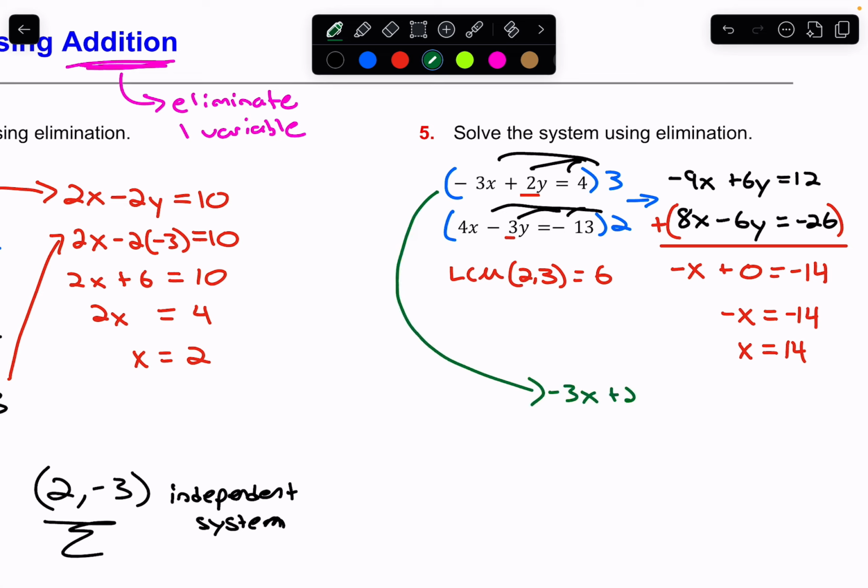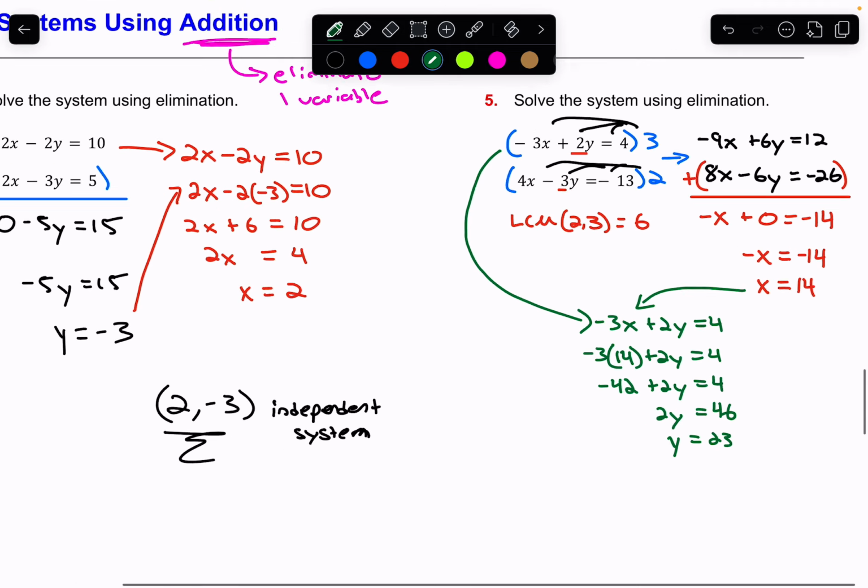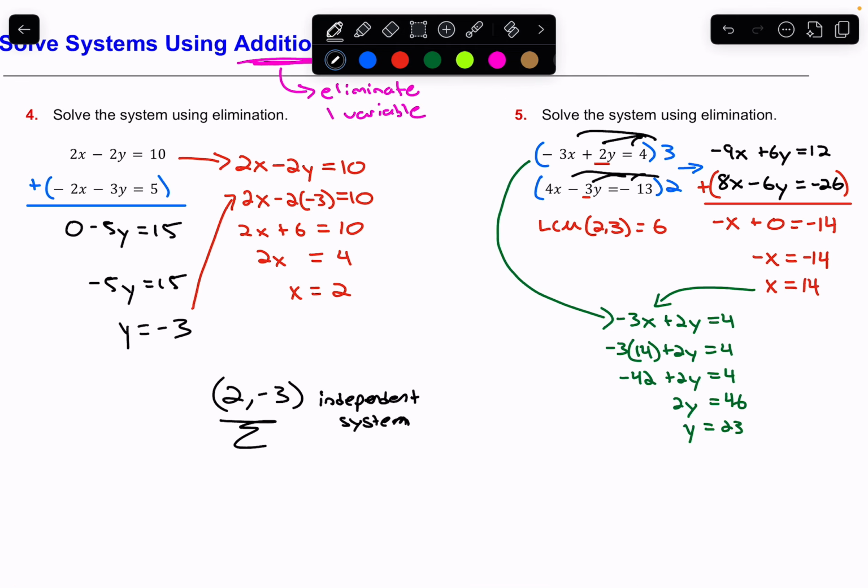So negative 3x plus 2y equals 4. And I'm going to plug in this x equals 14. So negative 3 times 14 plus 2y equals 4. This is negative 42 plus 2y equals 4. If I add 42 to both sides, I get 2y is equal to 46, which means y equals 23. Putting together my two answers, x is 14, y is 23, my overall answer is (14, 23). And because we got one answer, this is again an independent system.